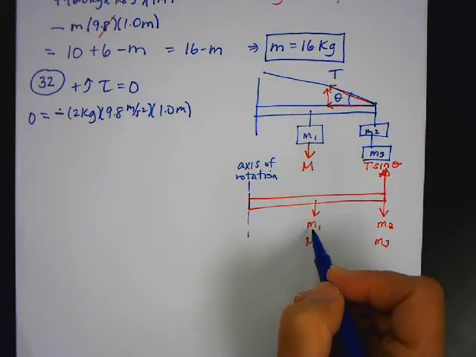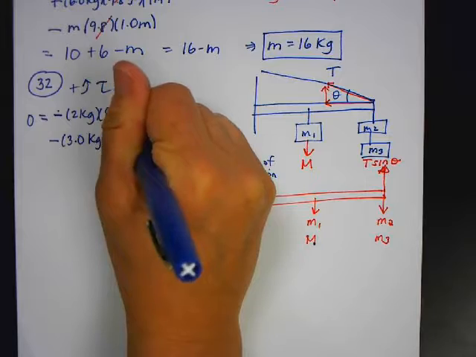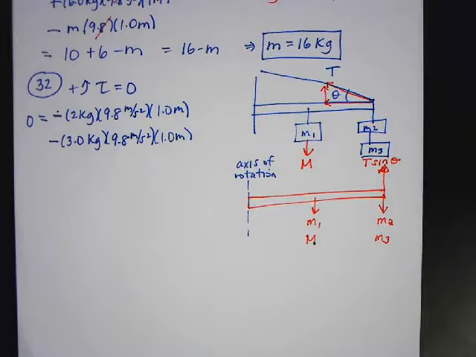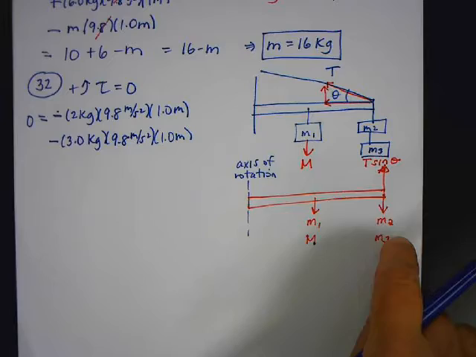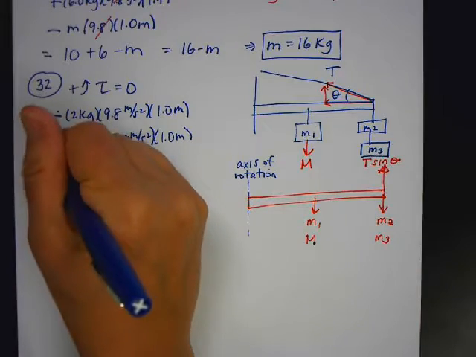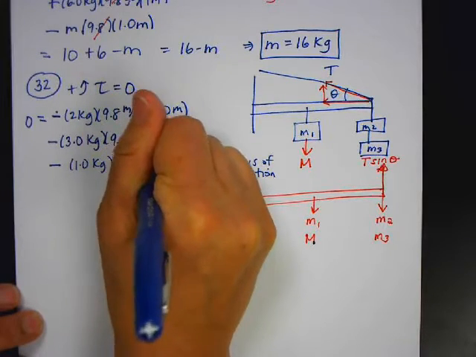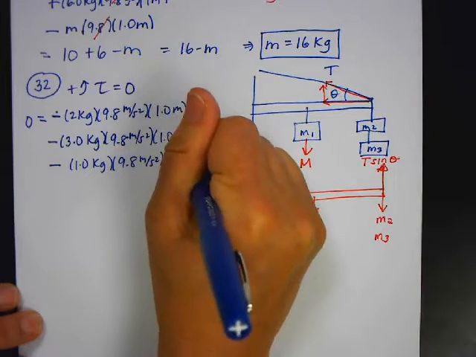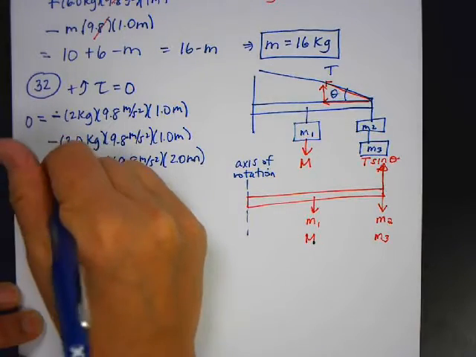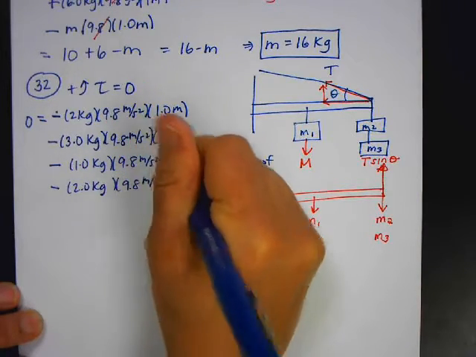Now I have M1, which is 3 kilograms. So I have minus 3 kilograms times 9.8 times this distance from the axis of rotation, which is also 1 meter. Now I'm going to move over to these two masses. Again, these are going this way, which is clockwise, so clockwise is negative. So I'm going to have negative 1 kilogram times 9.8 meters per second squared times 2 meters. And then I'm going to do M3. M3 is also going clockwise, which is negative 2 kilograms times 9.8 meters per second squared times 2 meters.